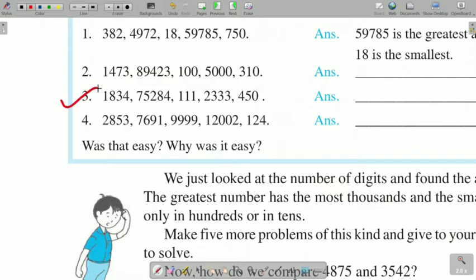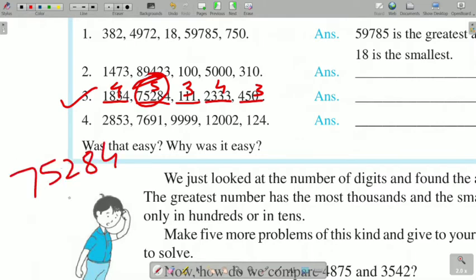Instantly we have to find the smallest and greatest. So it has 4 digits, it has 5 digits, it has 3 digits, it has 4 and it has 3. So the greatest is this one, 75284. This is the greatest.